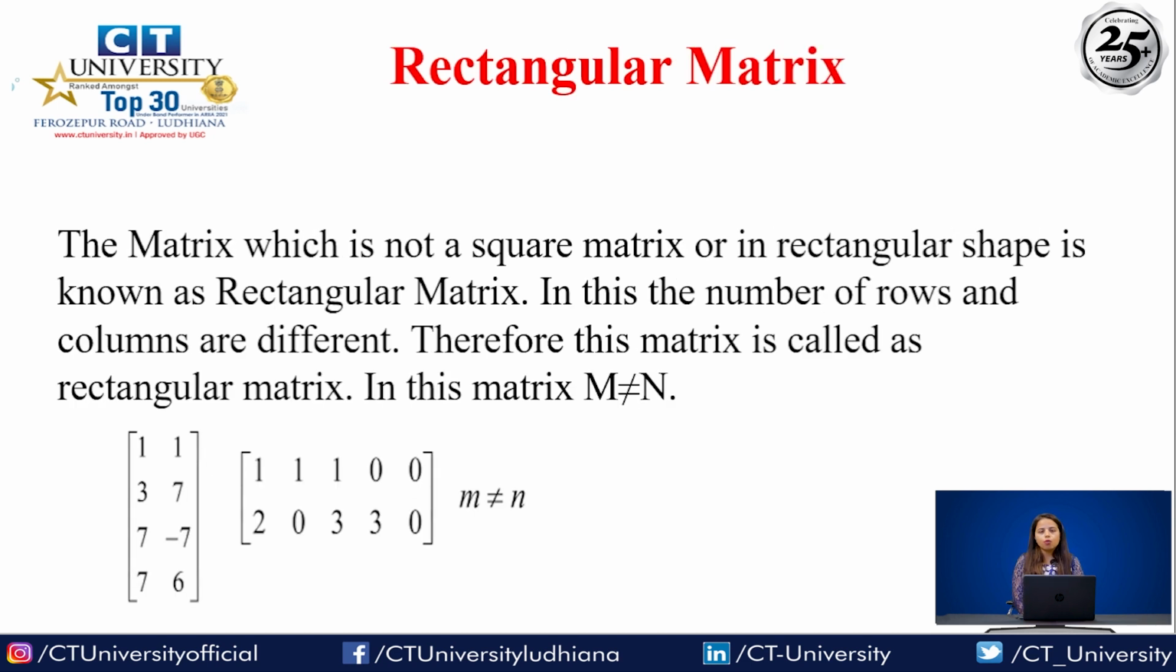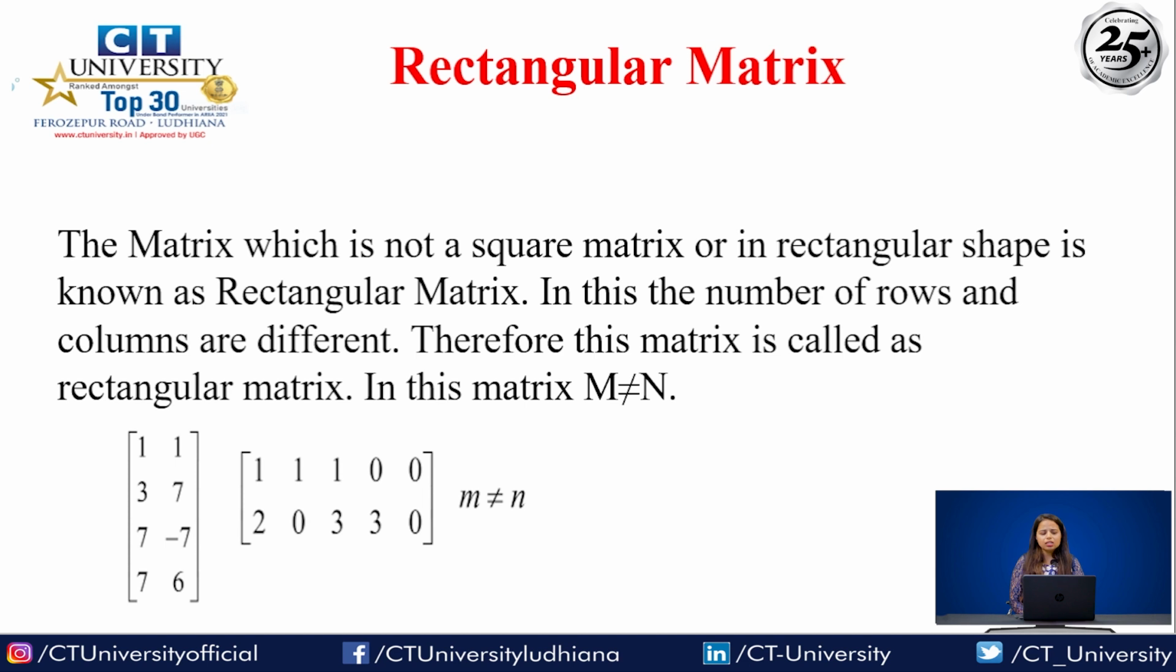And the next type is the rectangular matrix. So what is a rectangular matrix? A matrix which is not a square matrix is called a rectangular matrix. It means that according to the condition of a square matrix, m will be equal to n, but in this case, the rectangular matrix is the matrix which is not a square matrix. It means that the value of m will never be equal to the value of n. It means that the number of rows will never be equal to the number of columns. That is, m is not equal to n.